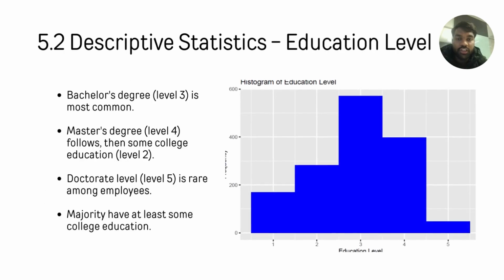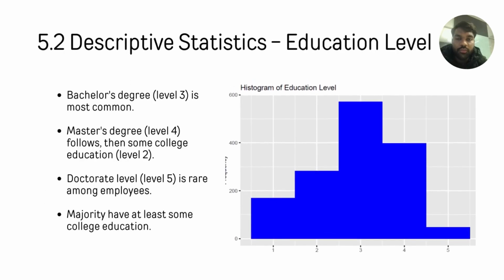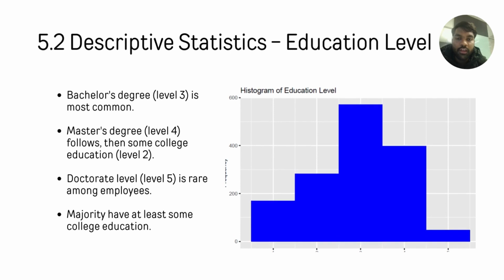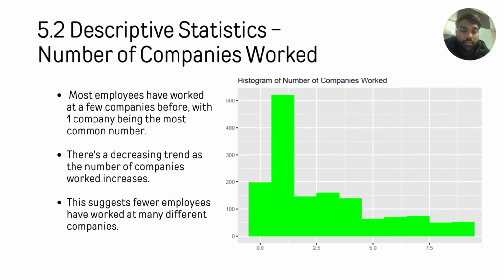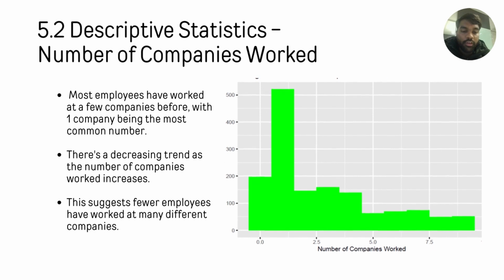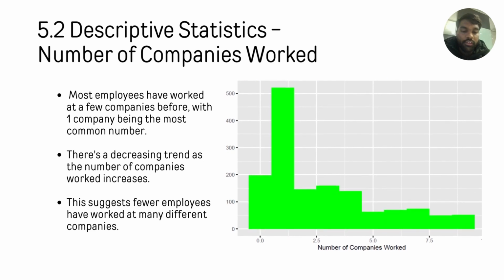Descriptive statistics, education level. The histogram shows that bachelor's degree is the most common, followed by master's degree and then some college level education. Very few employees possess doctorate level education, and at least all of them have some college level education. Descriptive statistics, number of companies worked. The histogram shows that most of them have worked in at least one company before, and there is a decreasing trend as the number of companies worked increases, indicating that very few employees have worked at many different companies.